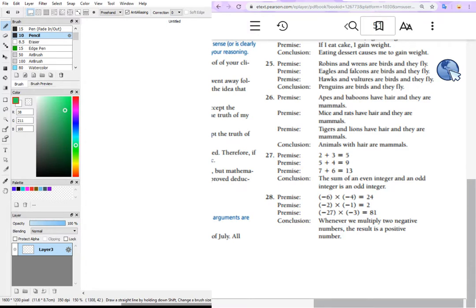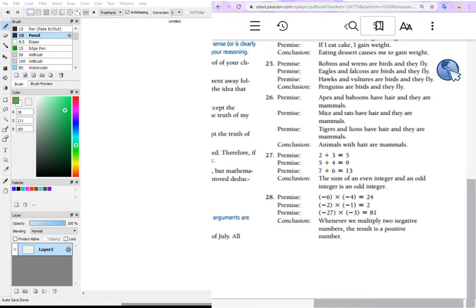So 27 and 28 here. The sum of an even integer and an odd integer is an odd integer. That's true. We can go through all this. That's a really strong example, and that's an example of a general statement in math that rings true. Number 28, whenever we multiply two negative numbers, the result is a positive number. That's absolutely true. We can go through that and show that.